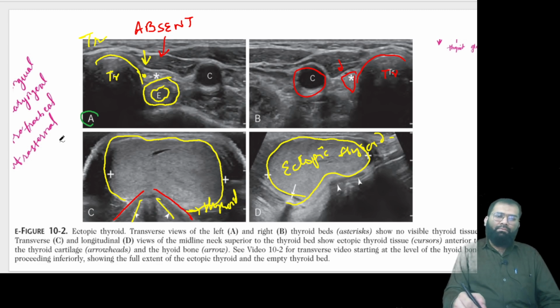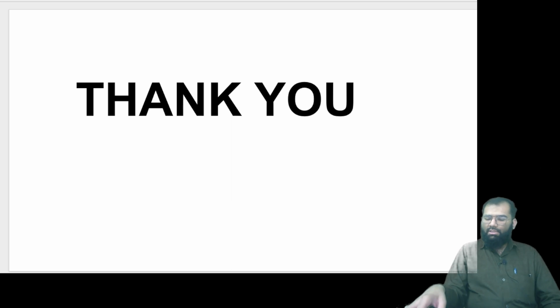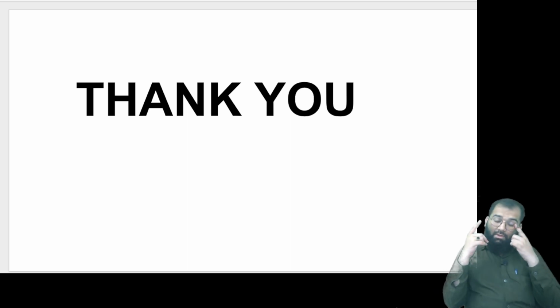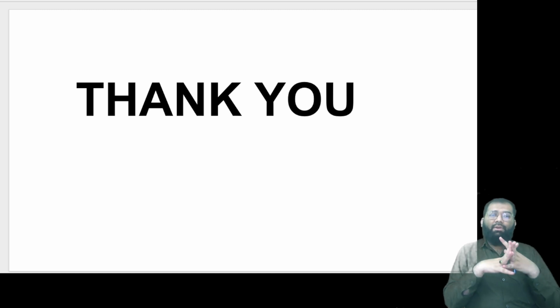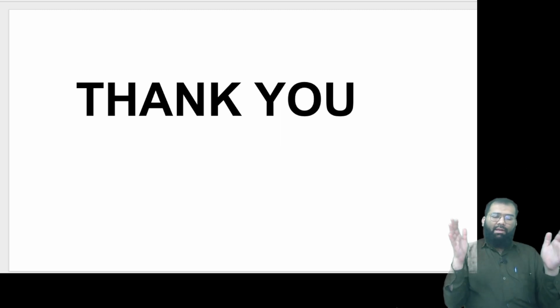Ectopic. Okay, so I hope this clears for you the main pathologies you see, that is congenital absence of thyroid and hypoplastic thyroid. Then we have seen ectopic thyroid and thyroglossal cysts. Most importantly, we should also look for malignant transformation in long-standing thyroglossal cysts into papillary CA or squamous cell CA. Okay, so with this I end my session.